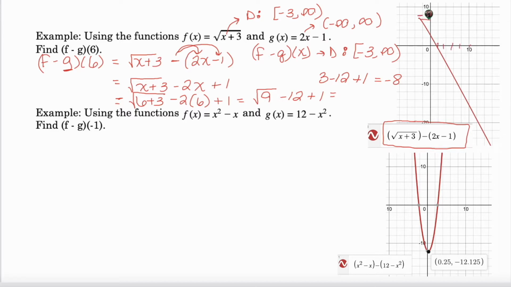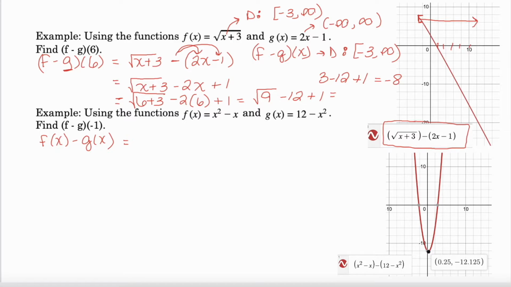Also, I see we've got a new function. This time I'm pairing together x squared minus x. So I've got two different quadratics that I'd like to subtract, and then I would like to evaluate at negative 1. So I want to take f of x and subtract g of x. So notice I'm just doing a little bit different function notation.